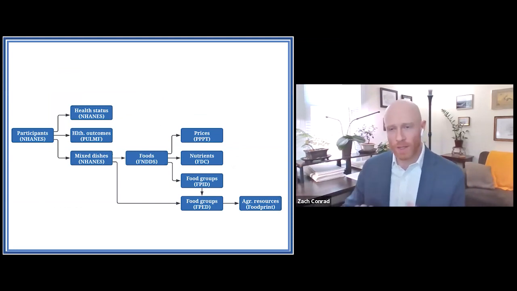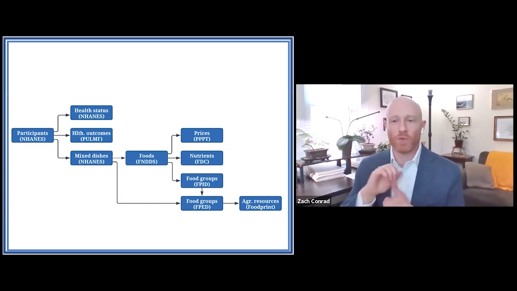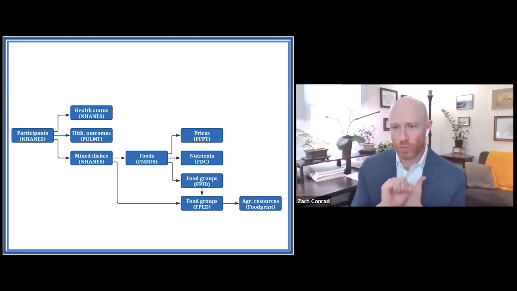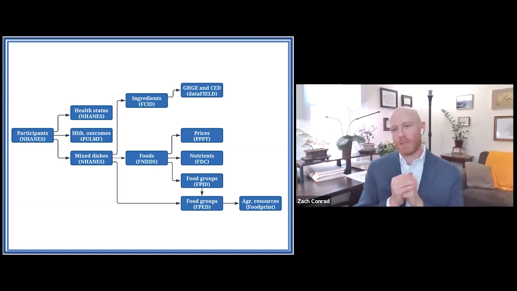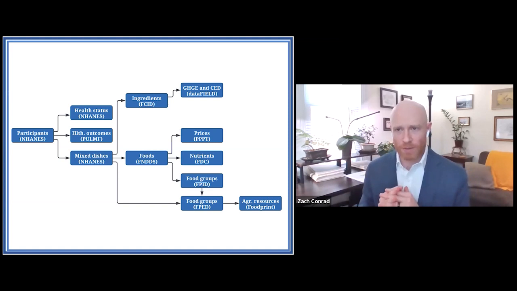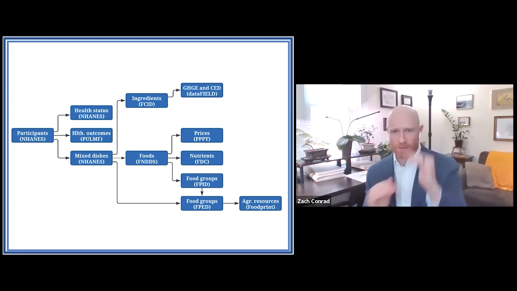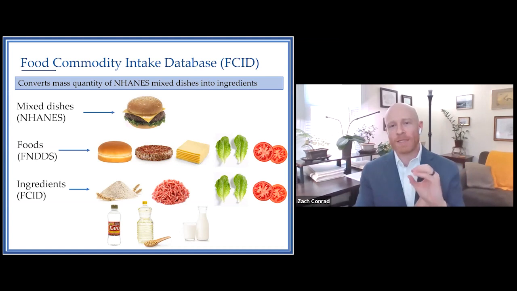Okay, so now we have health status and health outcomes. We're able to estimate food prices, nutrient intake, intake of food groups, and agricultural resource use. What's left is we need to estimate the greenhouse gas emissions and cumulative energy demand. In order to do that, we need to break down these mixed dishes into ingredients, right? So we have mixed dishes, foods, and then ingredients. The way that we do this is with the Food Commodity Intake Database, which converts NHANES mixed dishes into individual ingredients.